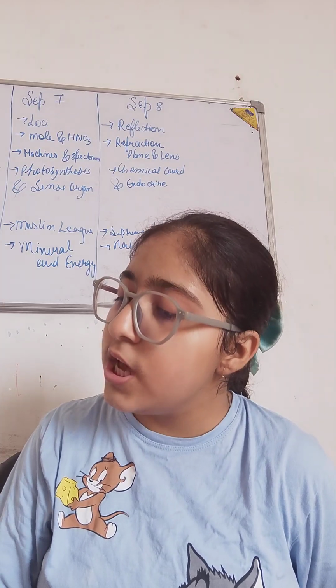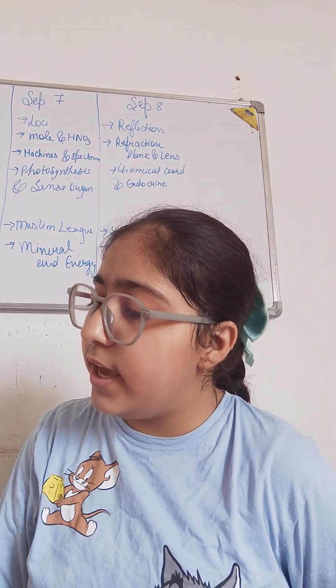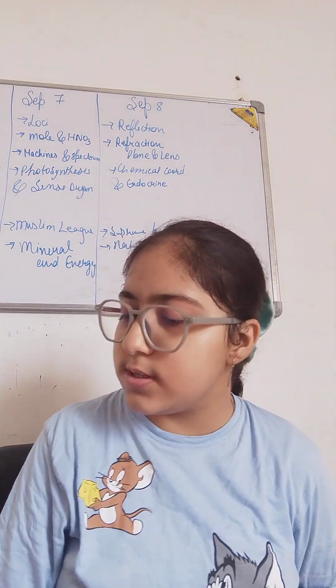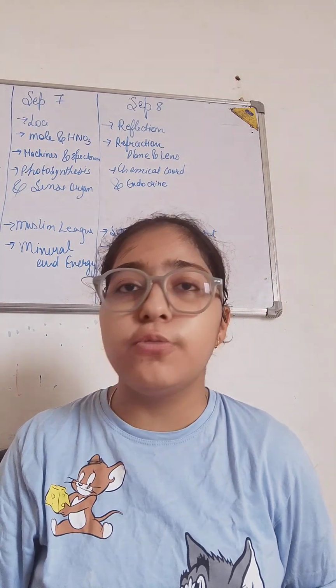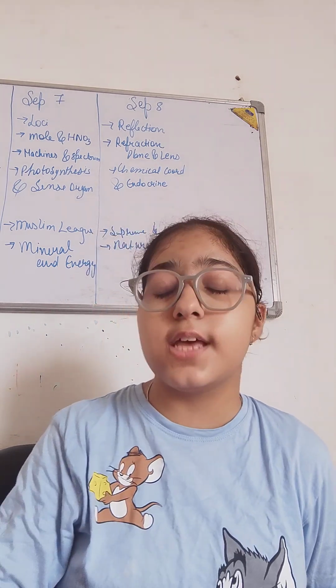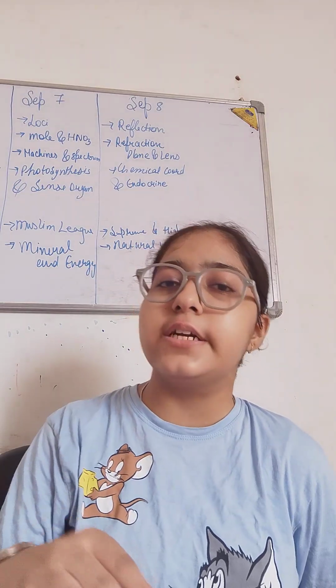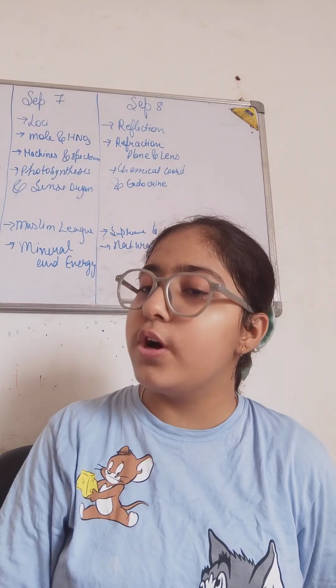Name the process by which HNO3 is prepared from ammonia. So it is prepared by Ostwald's process. Name the metallic chloride soluble in ammonium hydroxide, that is AgCl, silver chloride. And name the common refrigerant, that is CFCs, chlorofluorocarbons.